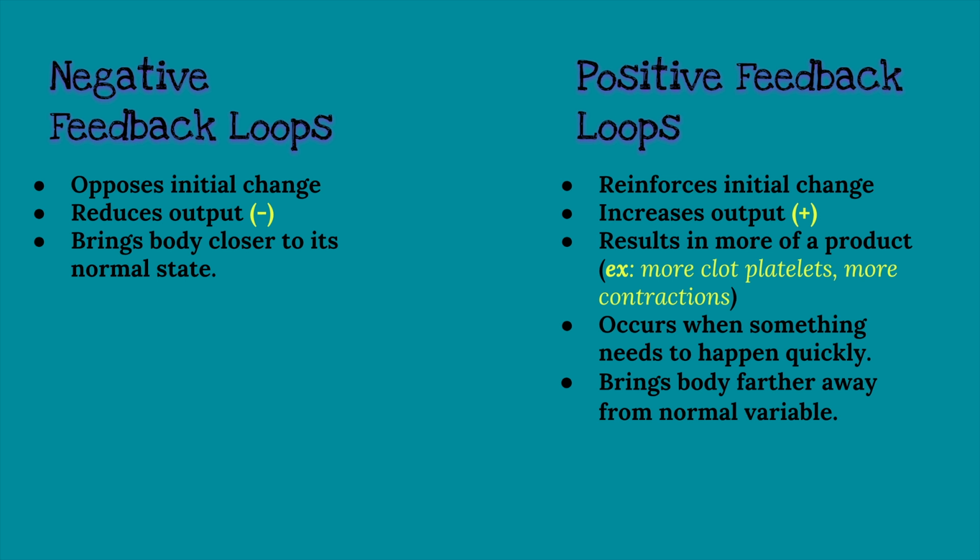However, there are two types of ways the body can do this. The body can do this by decreasing the change in variable, which is the negative feedback loop, or by increasing the change in variable, which is the positive feedback loop. So both the positive and the negative feedback loops respond to change differently, but still will result in the body being brought back to its normal state.